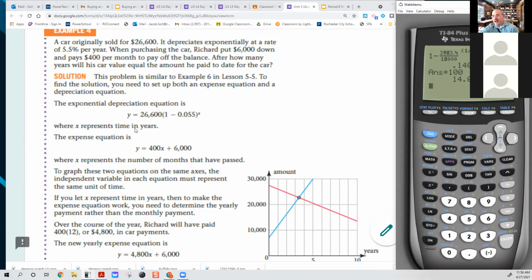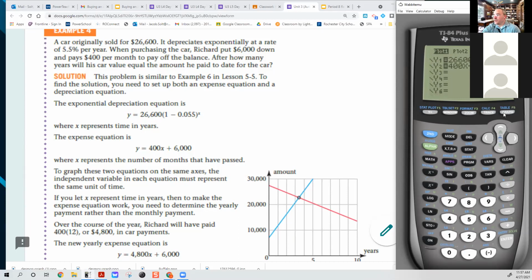So here's how I play with this. They give me two equations. In some cases I might have to build these equations. In this case, they gave me the equations, so I just put these in my calculator. Whenever I see y equals in a problem, I start thinking, hey, I wonder if I can put this equation into y equals in my calculator. 1 minus 0.055, close the parentheses, raise it to the x power. That's my first equation. Then I have my expense equation over here. I've got 400 times x plus 6000.